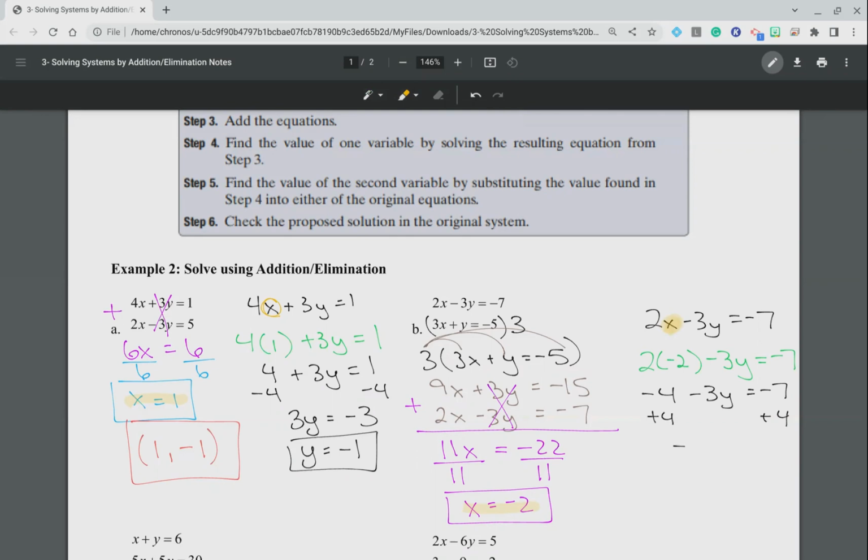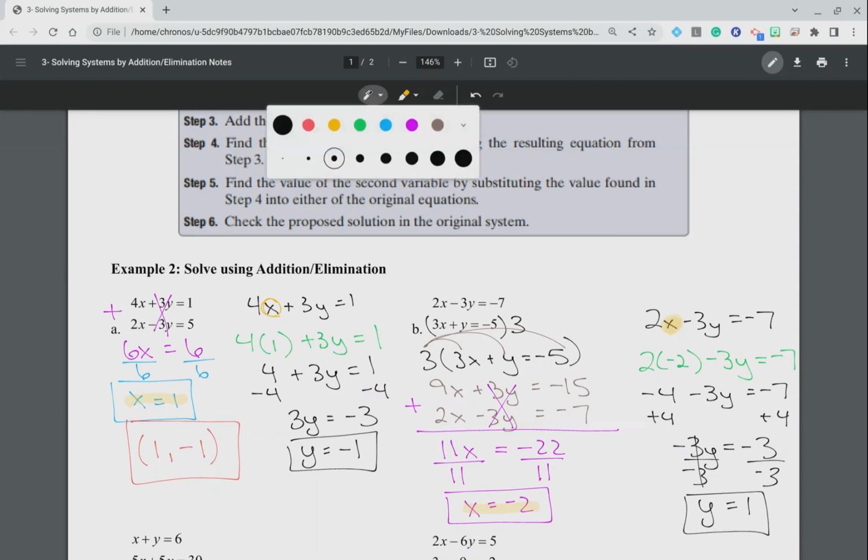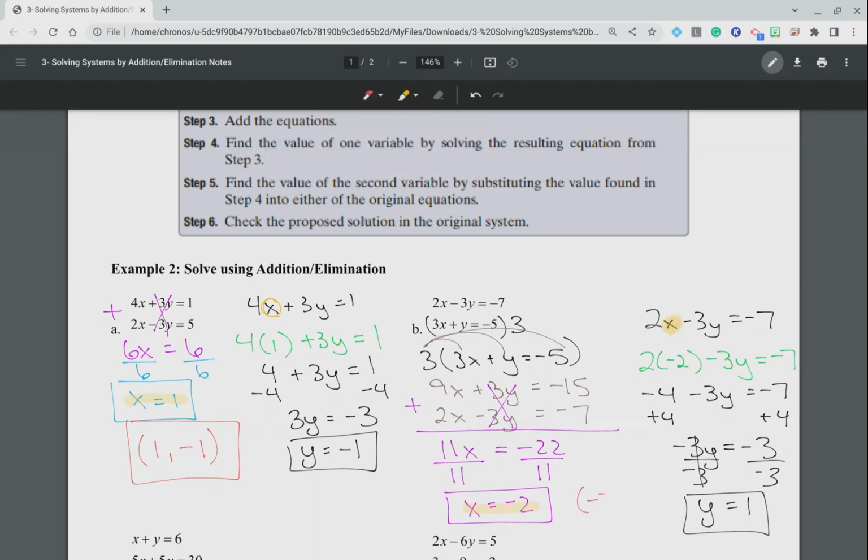Add 4. 3y is equal to negative 3. Last step to solve, and I get y equals 1. So then my final answer is going to be negative 2, comma 1. All right, so sometimes we have to force an elimination by multiplying an equation by something.